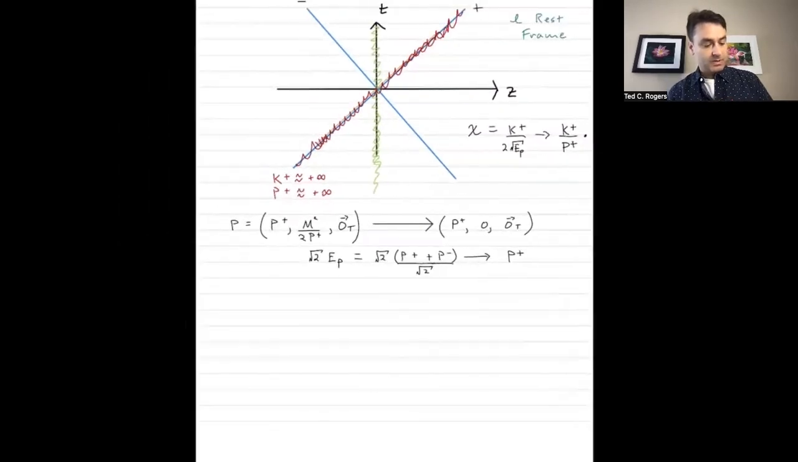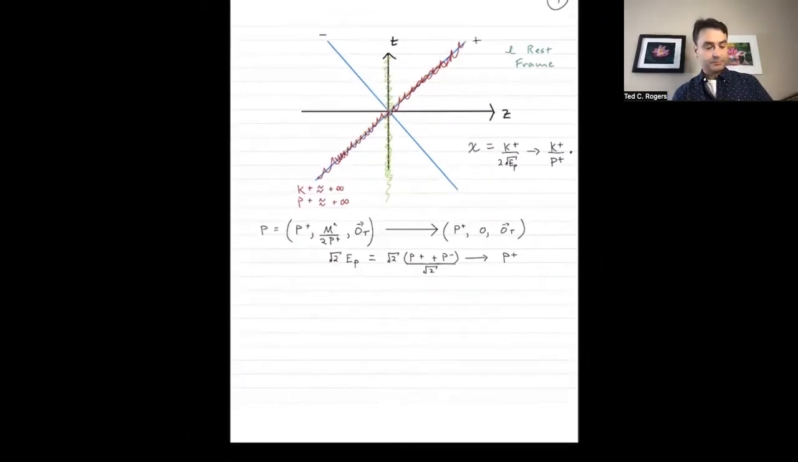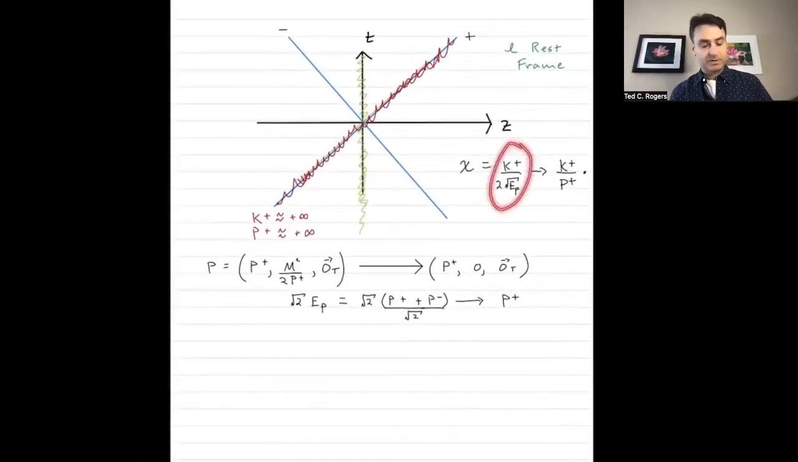So to an observer like me traveling along this green blob, I'm very justified in making approximations to the proton where I just keep its plus component and drop its minus component. That means that, well, EP, remember EP is P plus P minus over root 2. So square root of 2 times EP just becomes a P plus. So that's a nice simplification. One thing it means is that this momentum fraction that I defined in the last lecture, x equal to k plus over 2 root EP, just becomes k plus over p plus. It's a light cone momentum fraction now.